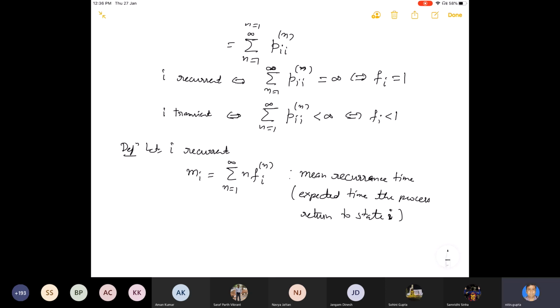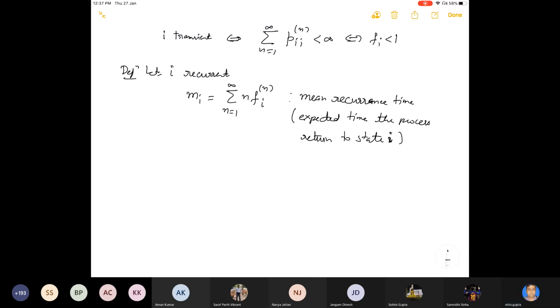Time does not mean exactly time here, it means transition steps. Expected time, expected periods basically. Time here means transitions, transition steps, because time doesn't mean exactly time here. fIn means that it should return to I in the nth step and not before. Nth step, yeah, nth step basically.